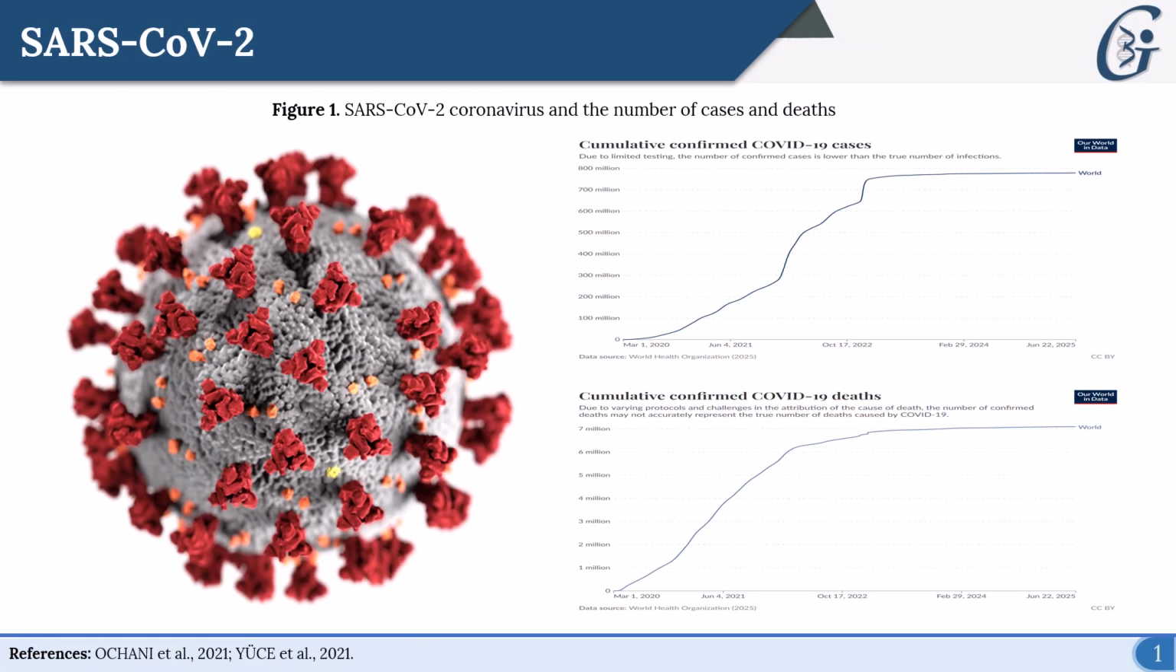As we all know, SARS-CoV-2 had a global impact, with over 700 million cases and 7 million deaths reported so far. This is a representation of the virus. The red structures you see here are the spike proteins, which play a key role in the infection process by allowing the virus to enter human cells.